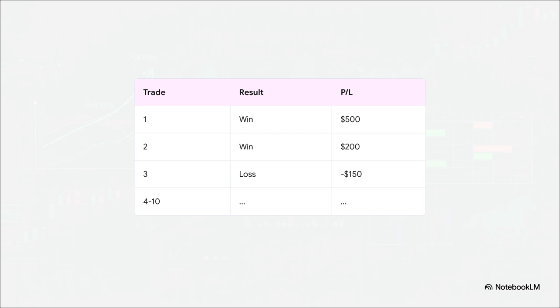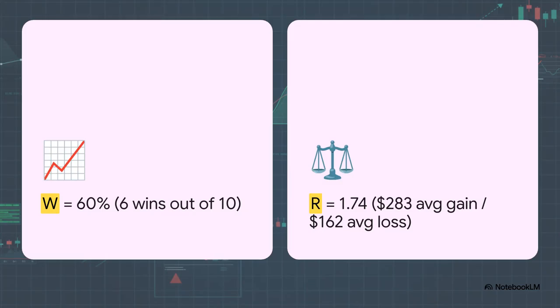Spot on. That basic counting is the very first step. You just need to know how many times you were right and how much money moved when you were right versus when you were wrong. Let's break down those two variables formally. First up, W, the win probability. You had 6 wins out of 10 trades, so W is exactly 0.6.